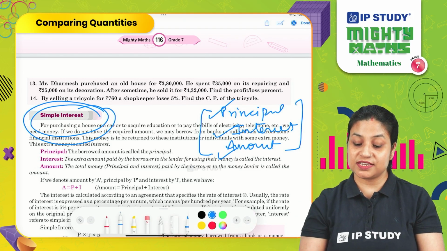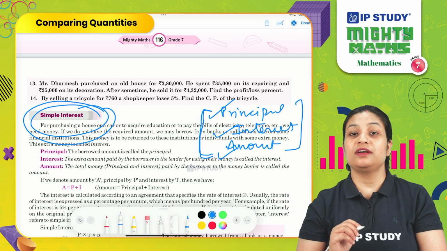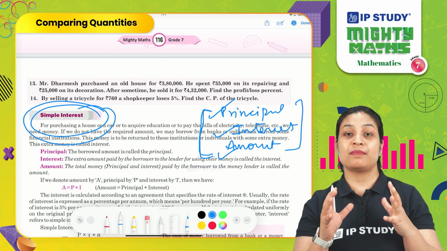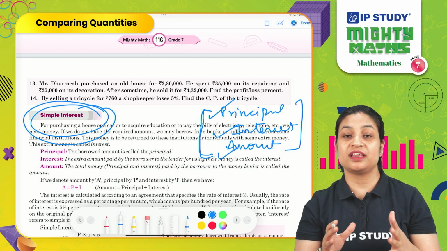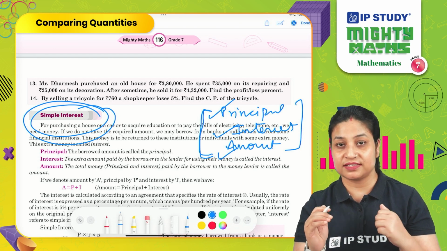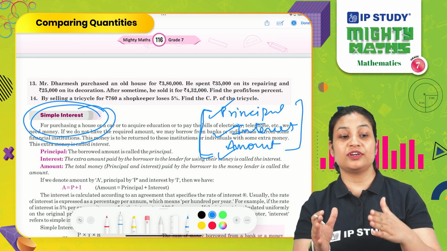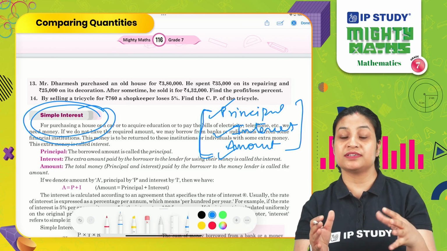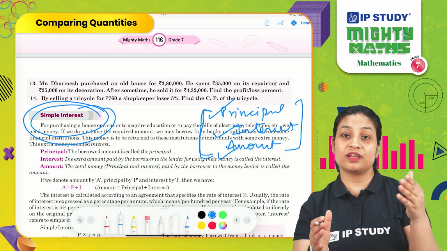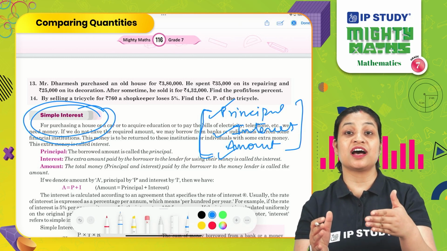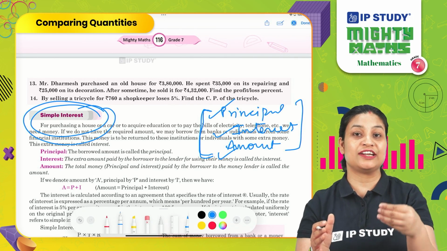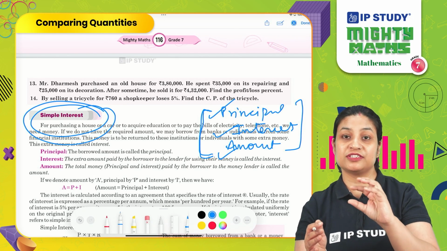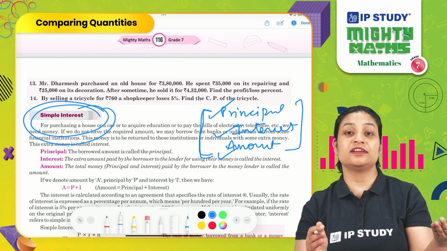So I hope this is clear to you. Now, dear student, one more thing is there. Whatever amount you are borrowing from anyone, or from a bank, say, you have to return that amount after some period of time and with some percentage, right? So whatever percentage that person or the bank asks you to return that money at is called rate of interest. On the basis of that only you are going to return that money.